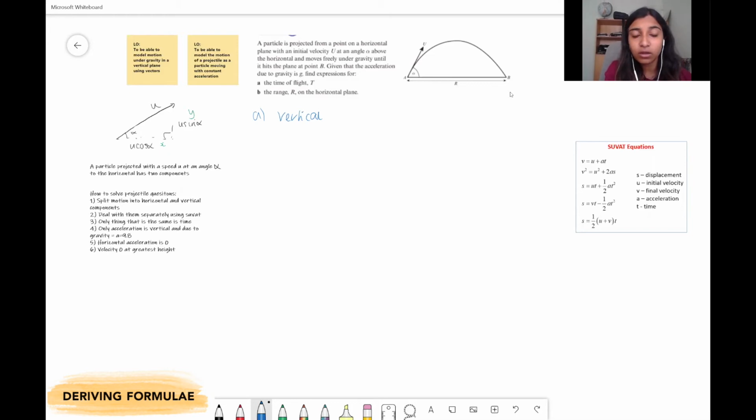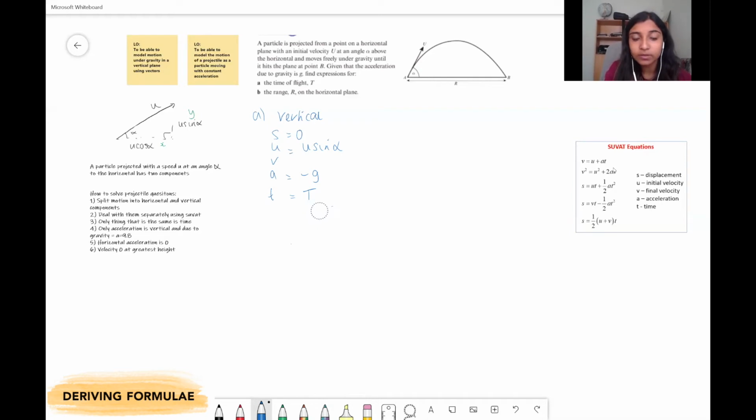So if we fill in all our SUVAT for our vertical, we'd have s, that's just 0. We have our u, that's going to be u sine alpha. We don't know what our v will be. Our acceleration is just going to be minus g, and our time will be time t. So now that we've got 4 components for SUVAT, we can use one of our SUVAT equations to try and find what t is. One that doesn't involve t is v squared equals u squared plus 2as.